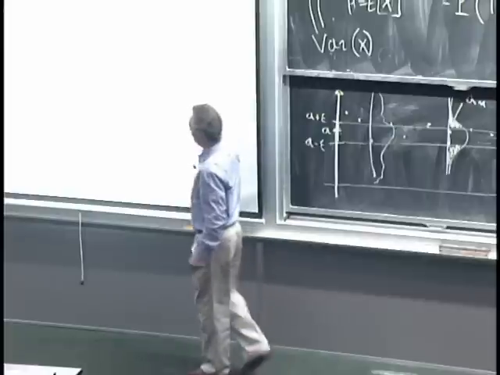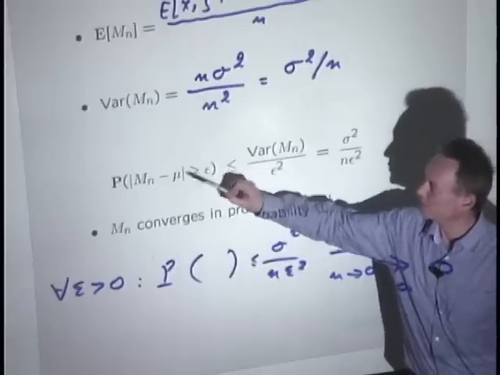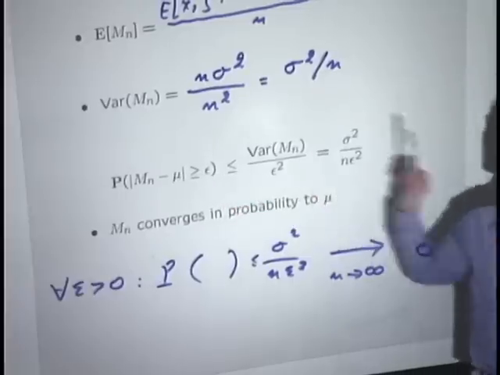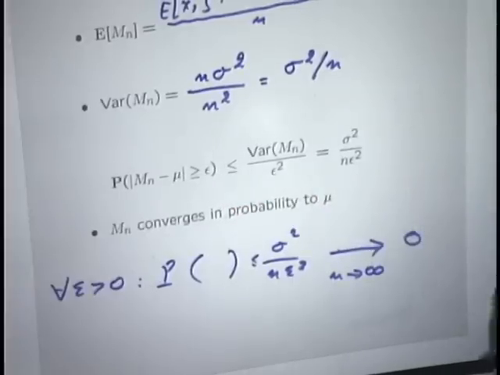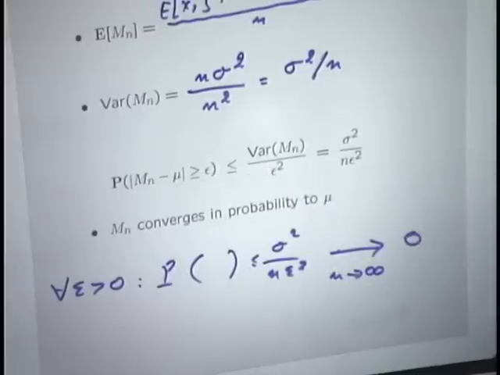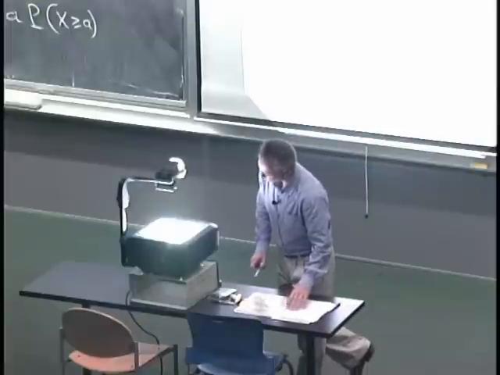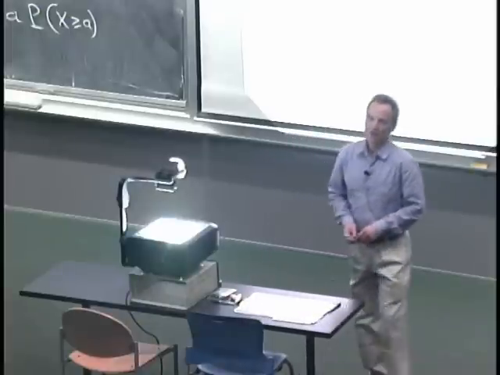If this happens, that the probability of being far more than epsilon away from the mean, that probability goes to 0. And this is true no matter how I choose my epsilon, then by definition we have convergence in probability. So we have proved that the sample mean converges in probability to the true mean. And this is what the weak law of large numbers tells us.